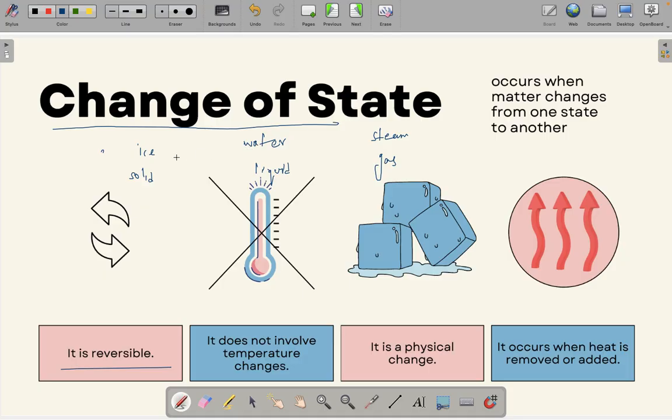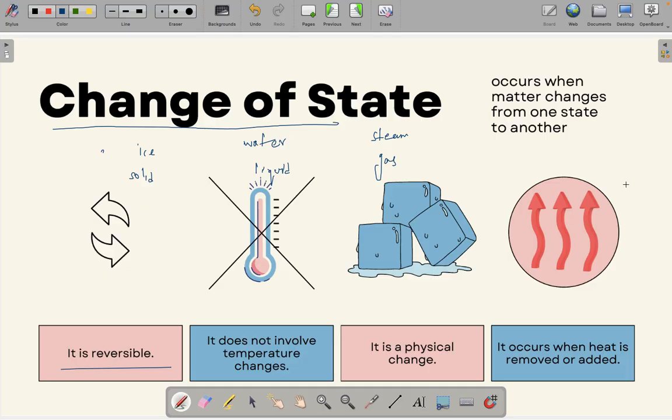Now, can you get ice from water? If you freeze water, you get ice, right? So this means change of state is reversible. Reversible means you can reverse this. So if I change ice to water, I can get back ice from water, right? Or I can change water back to ice. So this is the meaning of reversible, something that can be reversed, right? Then it means it does not involve temperature changes. So when you are changing state, temperature is not changing.